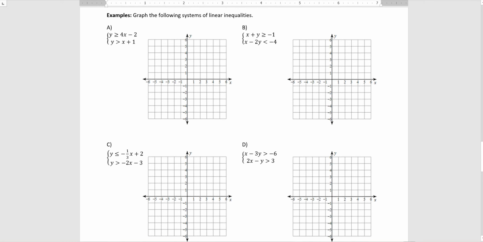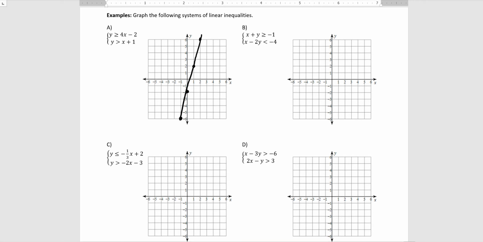Y is greater than or equal to 4x minus 2. Y is greater than x plus 1. So let's start. We do this one at a time. Y is greater than or equal to 4x minus 2. Negative 2 is right here. Slope of 4. We go up 4, right 1, up 4, right 1, down 4, left 1. Solid or dashed line? Greater than or equal to, so a solid.